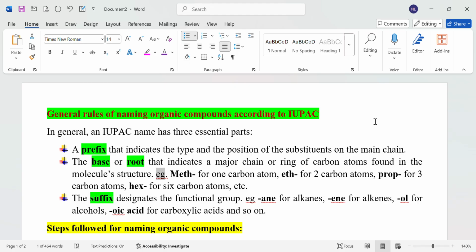E.g. meth for 1 carbon atom, eth for 2 carbon atoms, prop for 3 carbon atoms, hex for 6 carbon atoms, etc. The suffix designates the functional group. E.g. ane for alkanes, ene for alkenes, ol for alcohols, oic acid for carboxylic acids, and so on. Steps followed for naming organic compounds.